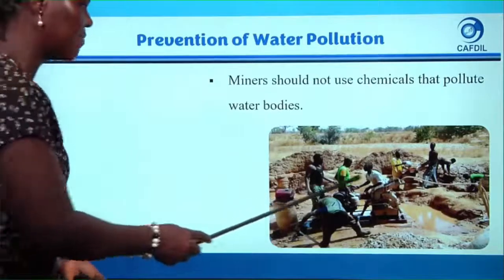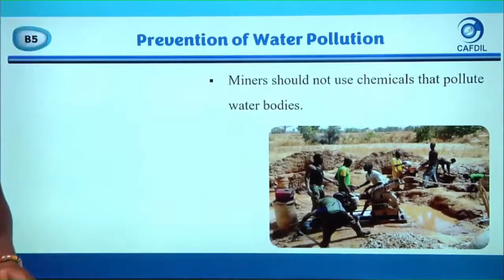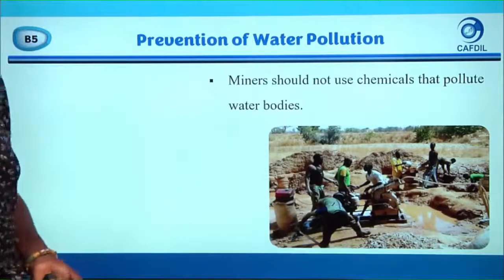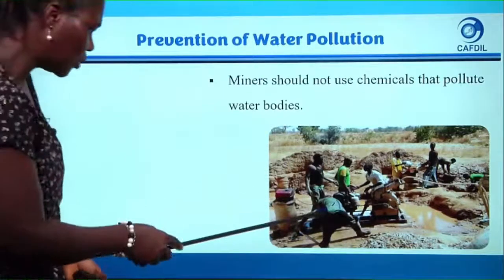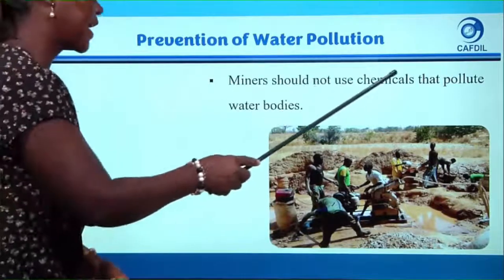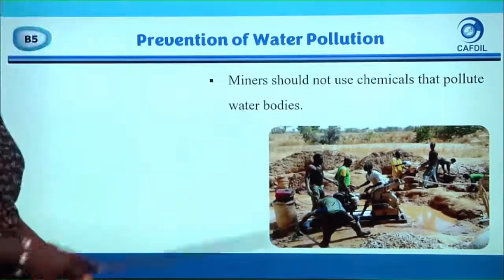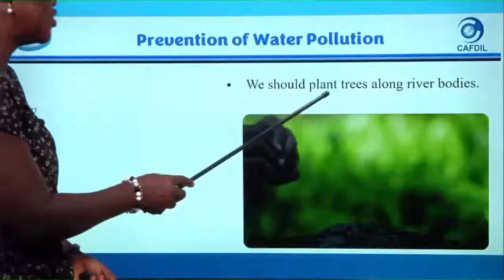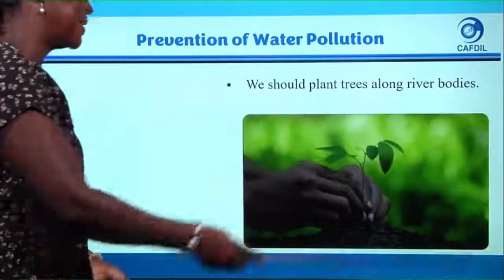So they shouldn't use the mercury. Mercury contains chemicals that make the water unsafe. So miners should not use chemicals that pollute water bodies. The next one is we should plant trees along river bodies.